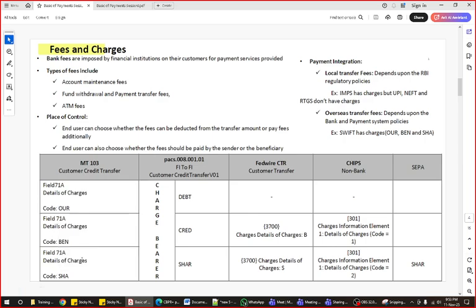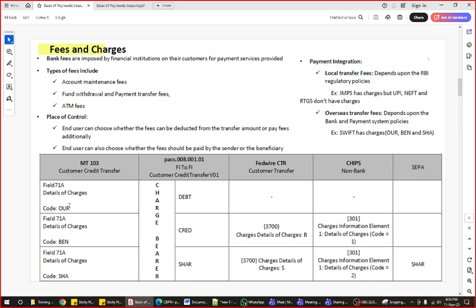So these are the three terminologies: OUR, BEN (beneficiary) and SHA (share). OUR means the one initiating the payment is going to bear the charges. Beneficiary means the person receiving the amount bears the charges. SHA means sharing: 5 rupees you are going to share, 5 rupees I am going to share. This is decided at the bank level. It's an agreement between two banks. There is no individual contribution in deciding these things. It is decided by the banks, not by the individual, depending on the relationship they maintain with each other.